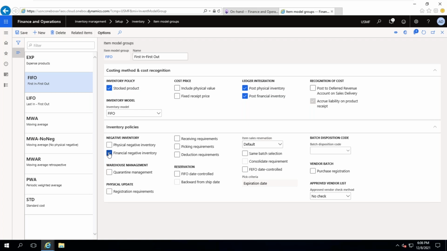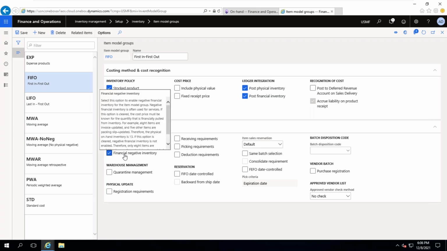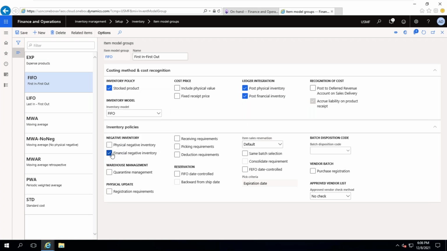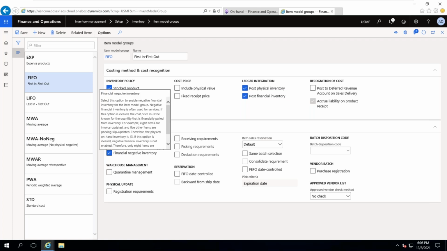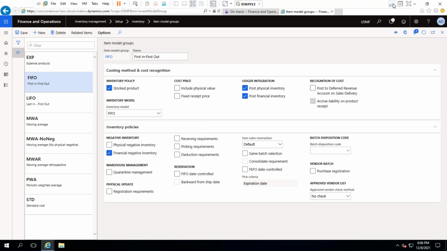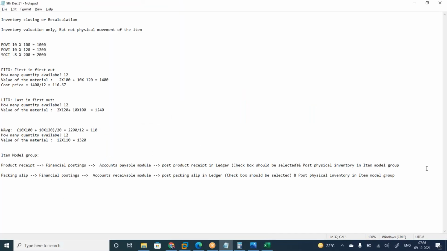Next one is financial negative inventory. But first let me explain physical negative inventory, then I will come back here. Suppose I purchased 10 quantity, and another I have purchased 5 quantity.